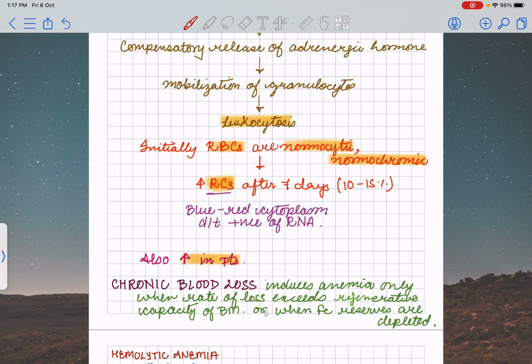It is only detectable when your rate of regeneration of RBCs is lower than the rate of loss, which means you're losing blood more rapidly and your body is not able to compensate.